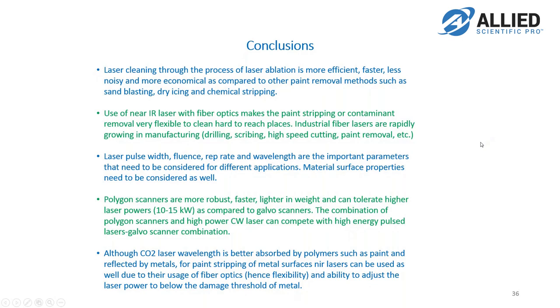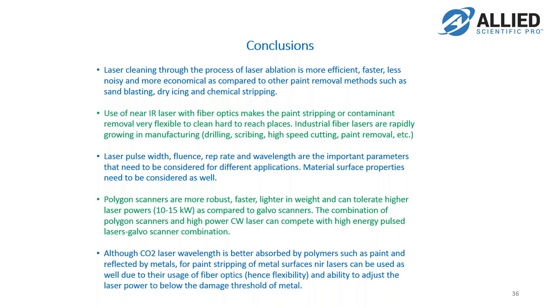So in conclusions, laser cleaning through the process of laser ablation is more efficient, faster, less noisy, and more economical as compared to other paint removal methods such as sandblasting, dry icing, and chemical stripping. Use of near IR laser with fiber optics makes paint stripping or contaminant removal very flexible to clean hard to reach places. Industrial fiber lasers are rapidly growing in manufacturing. Laser pulse width, fluence, rep rate, and wavelength are important parameters that need to be considered for different applications. Material surface properties need to be considered as well.